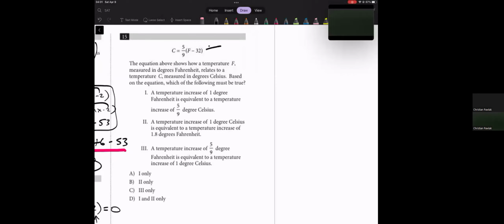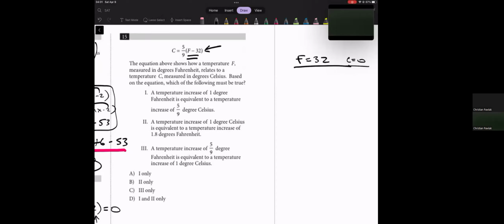Well, if I look at this and I say, what is an easy number to plug in for F? You would hopefully say, if I see this F minus 32, we should just plug in 32, because what's 32 minus 32? I get 0. And if I get C is equal to 5/9 of 0, then I know when the Fahrenheit is 32, the Celsius is equal to 0. Okay? I'm going to start with that presumption.